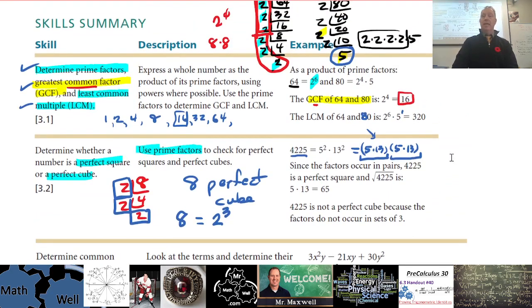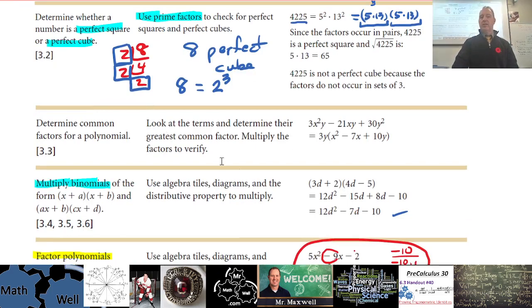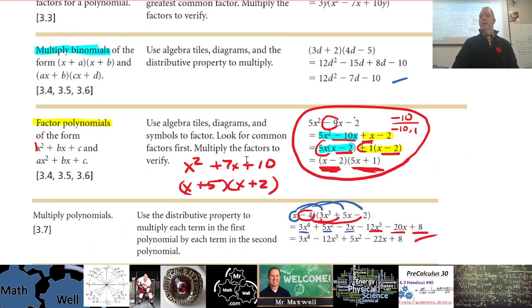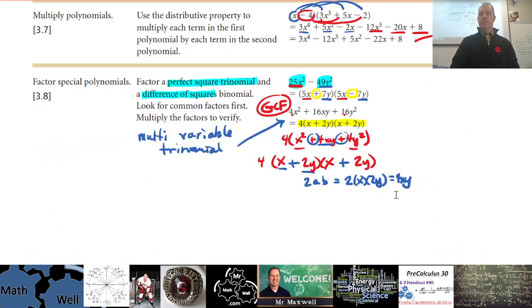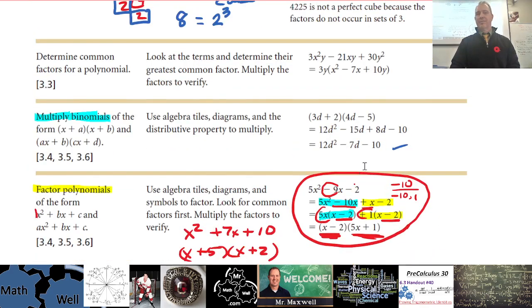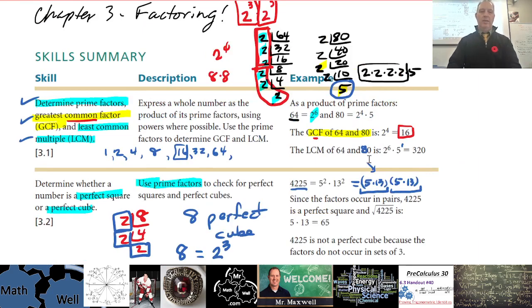Okay? So 8 sections, it's a lot of sections, all the way back from prime factorization to factoring special polynomials. So it's a big chapter. You have your work cut out for you for studying for this test. Any questions? All right, there's your blitz on Chapter 3.